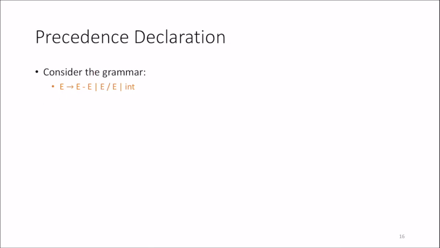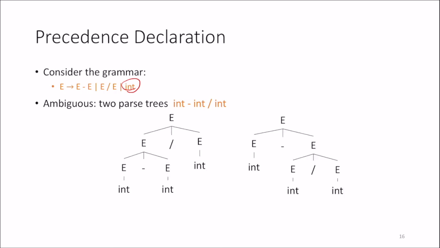Now let's look at precedence declaration. So consider this grammar, which has subtraction and division. And again, this int here is supposed to stand for an integer constant. So it's ambiguous, so it has two different parse trees, right? Because we can either choose this one first or choose this one first. And what we really want is for our division to happen first, before the subtraction. So division should have higher precedence than subtraction.